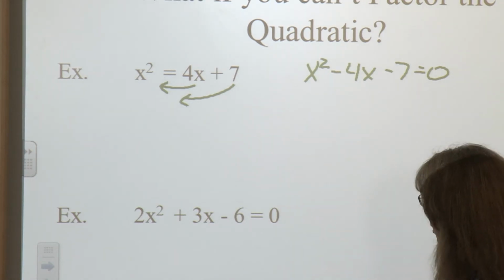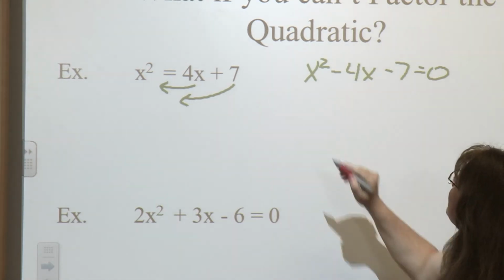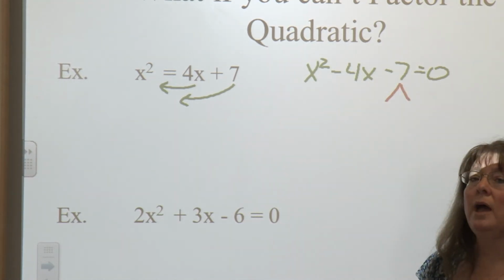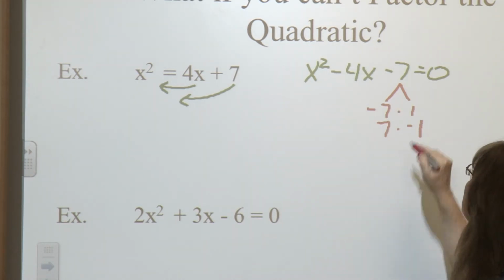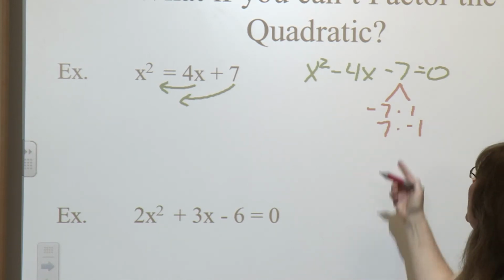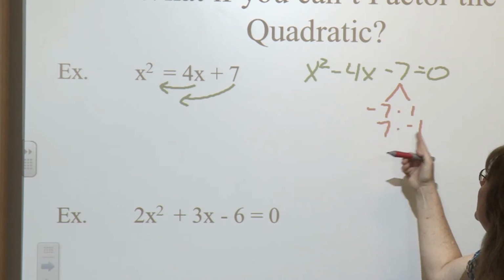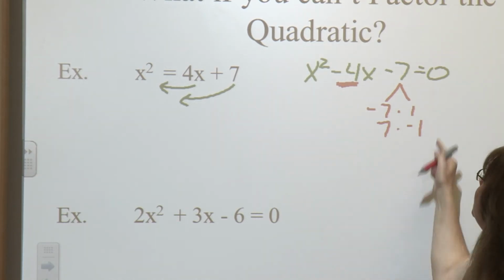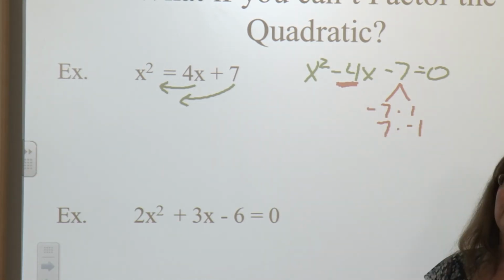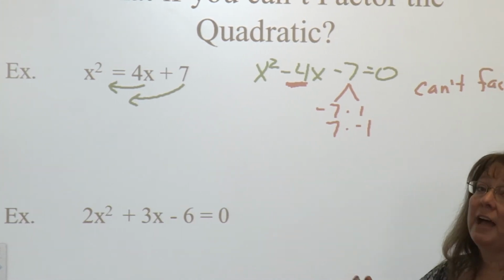I'm going to again look for factors of negative 7, because this is an x squared term. The only factors that you have for negative 7 are negative 7 and 1, or 7 and negative 1. 7 is a prime number. That's it. And if I add these together, the first set gives me negative 6. The next set gives me positive 6. None of them give me a negative 4. If you list all the possibilities and none of them work, you know this one can't be factored. Now that doesn't mean we can't solve it, but we can't factor it to solve it.